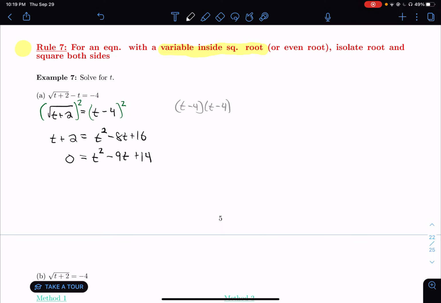All right, so I've got a quadratic, and let's try to factor this. I know there's going to be a t and a t. Two numbers I need that add to -9 and multiply to 14. So let's see, that's going to be -7 and -2. Now that it's factored, I can say what t equals. From the first parentheses, I get t is 7. From the second one, I get t is 2. Okay, it turns out I'm not done.